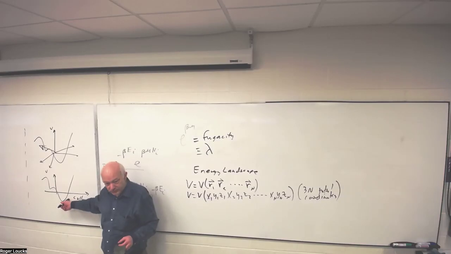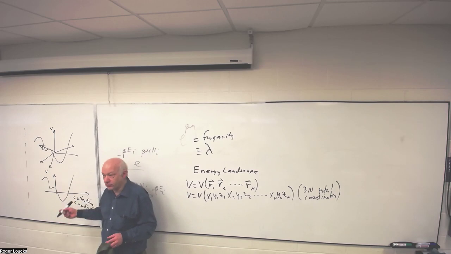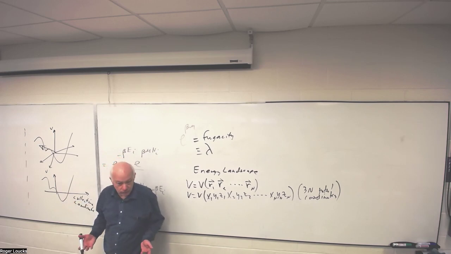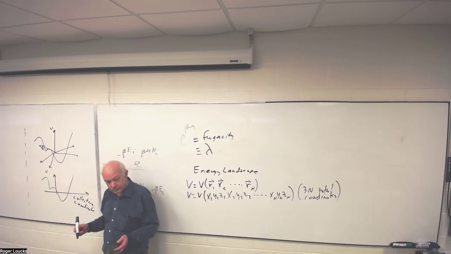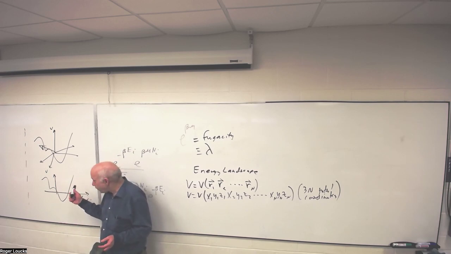But just remember that this is fake. This is not real physics here. Okay, let me rephrase that. This is misleading. It's not that it's necessarily wrong. It's just you can't draw these 3N-dimensional functions. This would be one particle in one dimension. Okay. So is that clear?